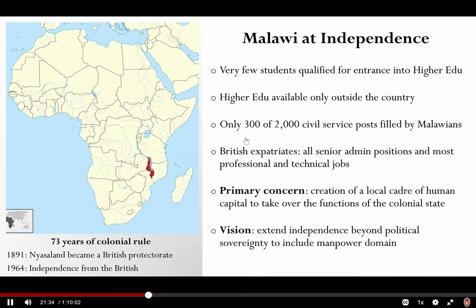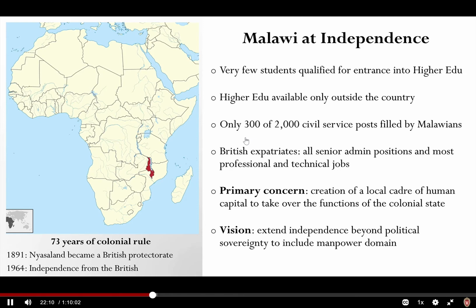73 years of colonial rule in Malawi. After those 73 years, very few Malawian students qualified for entrance into higher education. Higher education was not even available in the country. There was no university in Malawi when the country gained independence. So if you wanted to gain a college degree, you had to go study outside of Malawi at that point. We do now have universities in Malawi, and these universities came after independence.